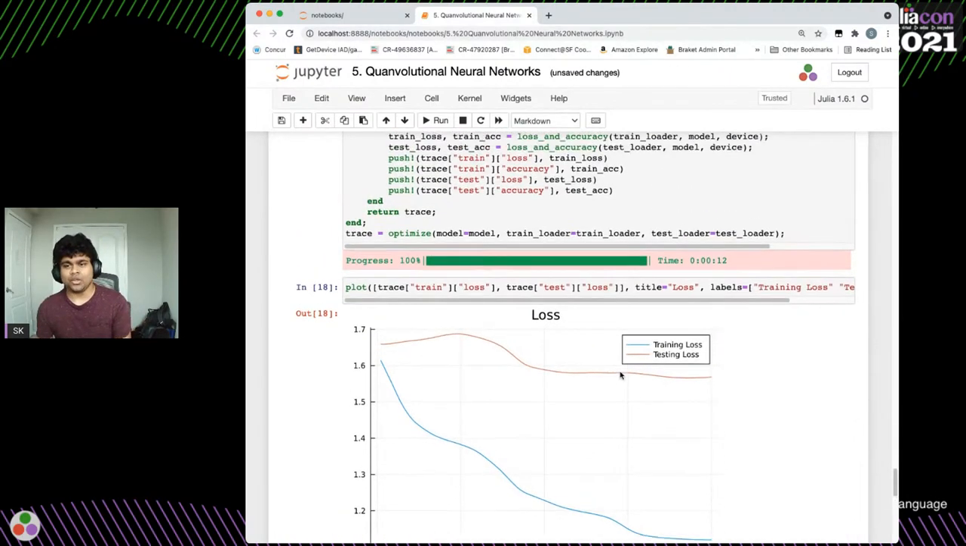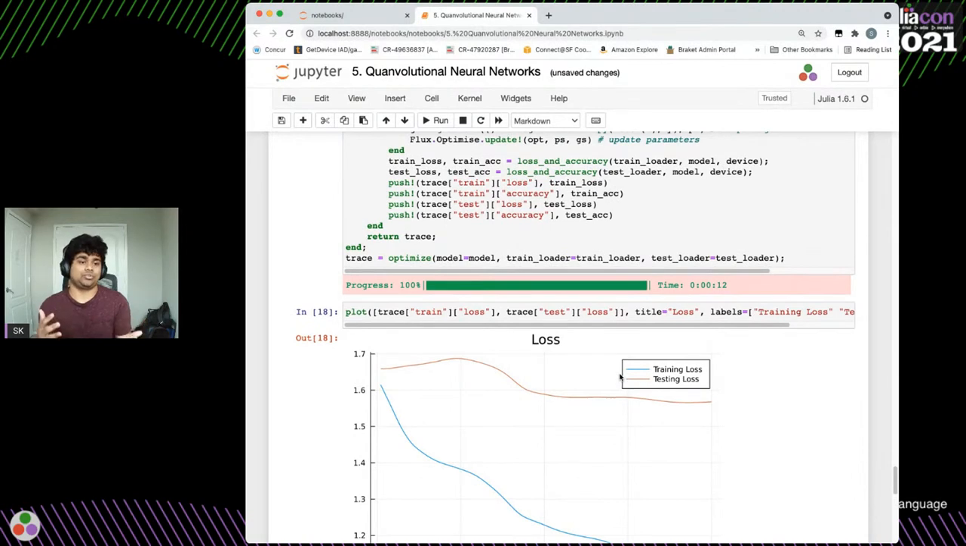What they showed in the original paper is that there are certain limitations to how well this can work. And the advantage is probably in how fast you can converge to a better loss and how you can get better accuracy, right? If you're interested in reading about that, you should definitely read the original paper.